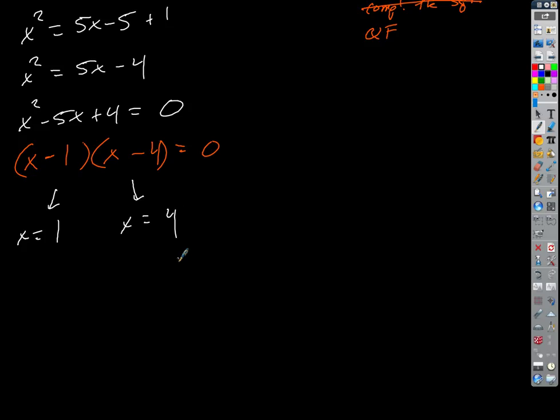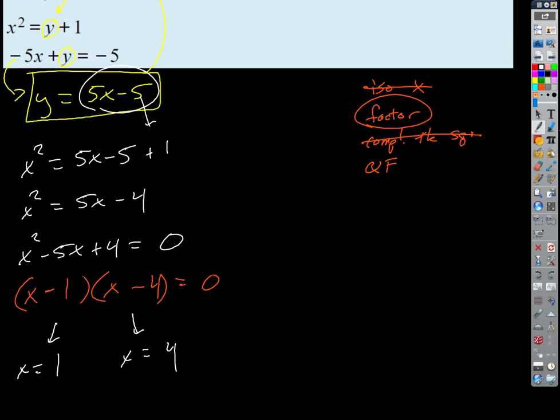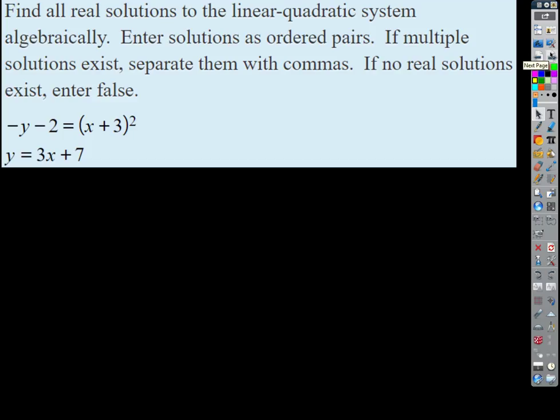No. What else do we have to do? Solve for y. Good, we gotta find y, don't we? So we'll go back up here to the boxed substitution equation and we'll solve for y. If x is 1, what do we get? 5 times 1 minus 5 is 0. So we get the point 1, 0, or what about if x is 4? 15, yeah, 20 minus 5 would be 15. So those are our two solutions. We can check them by plugging them back in. Okay, no big deal.